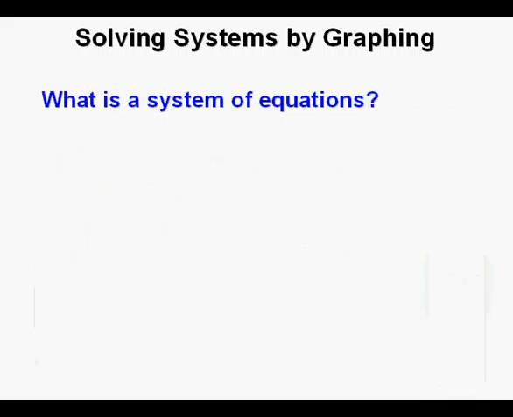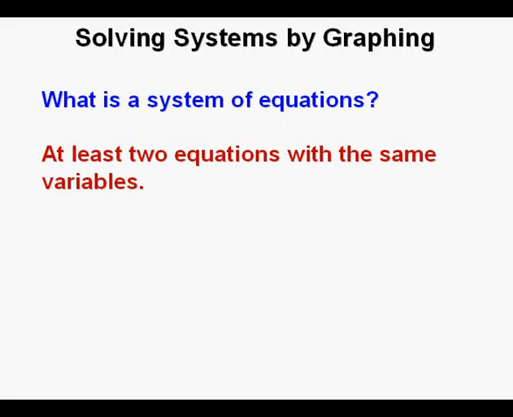First, we'll ask the question, what is a system of equations? The simple answer is that it's at least two equations with the same variables. And one more distinction. In this lesson, we're talking about systems of linear equations. Later in the course, we'll look at systems involving different types of equations, but in this lesson, we're looking at lines, building from the recent lessons on finding equations of lines, graphing lines, etc.